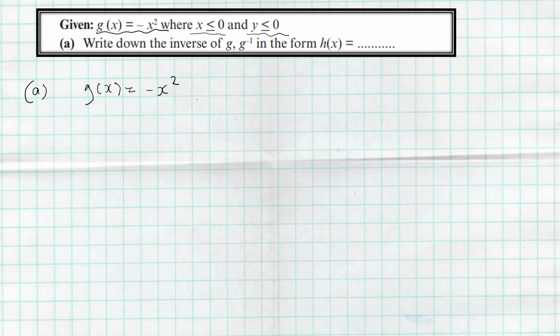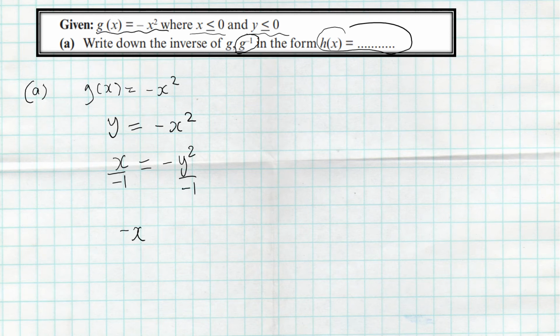They say write down the inverse of g, the symbol g to the power minus 1, but we are writing it in the form h of x equals. So to get the inverse, the first step is to replace g of x by y. Then we swap x and y: where there is y we place x, and where there is x we put y. After doing this, we divide both sides by minus 1, and I'll have minus x equals y squared. Then we solve for y by applying the square root.